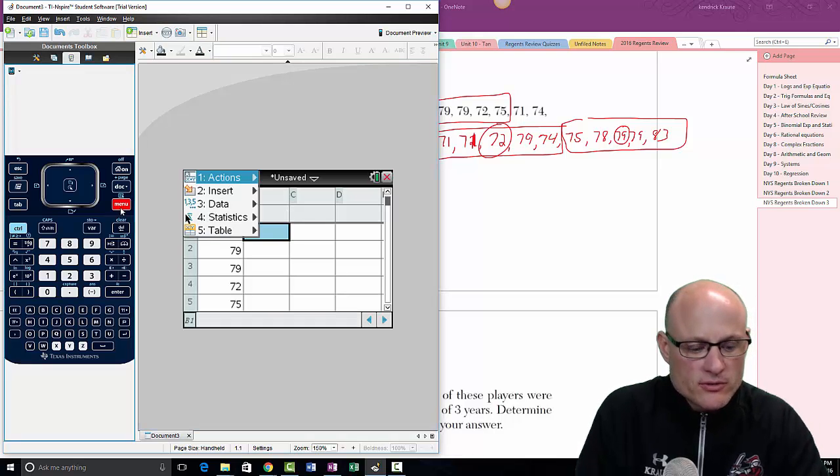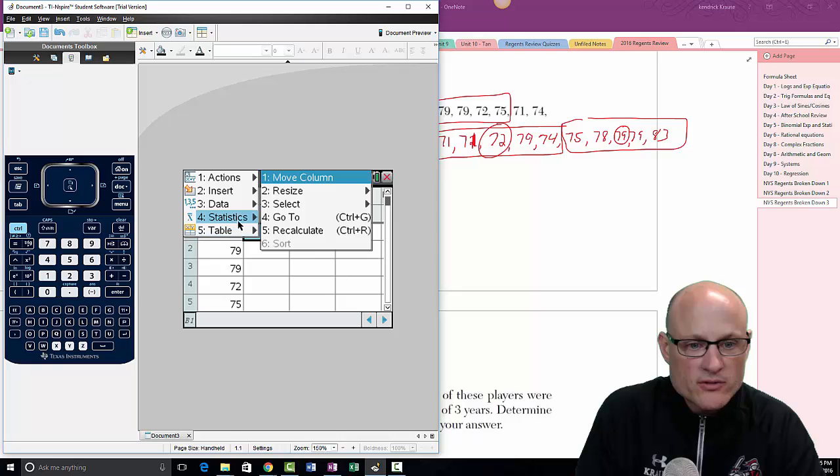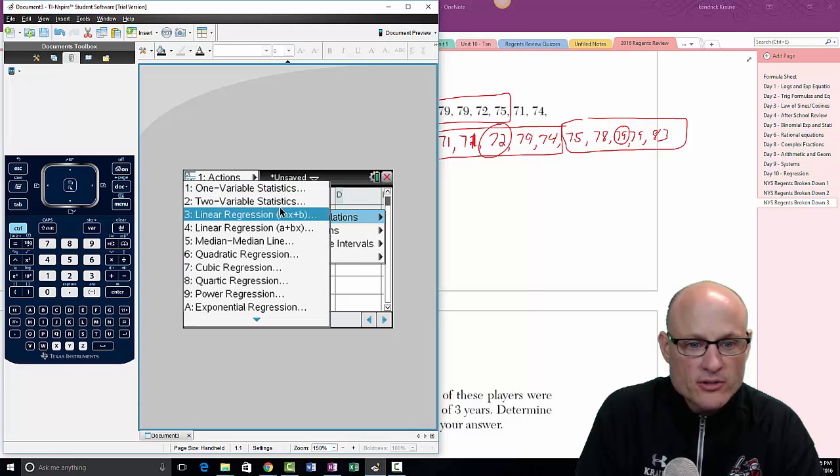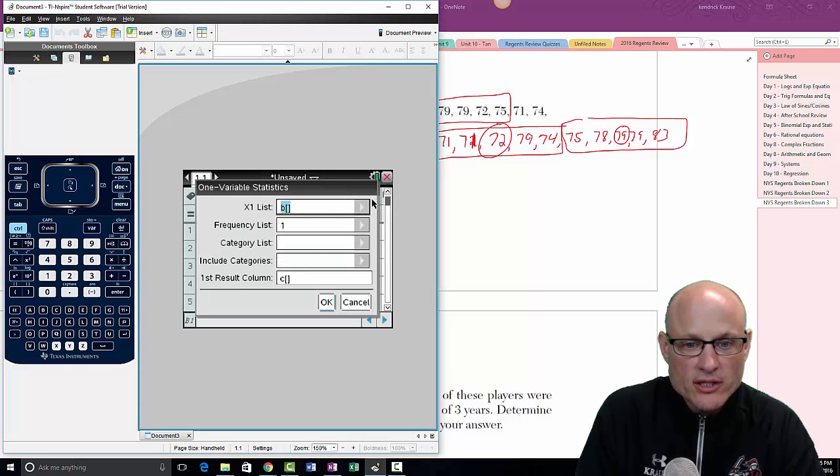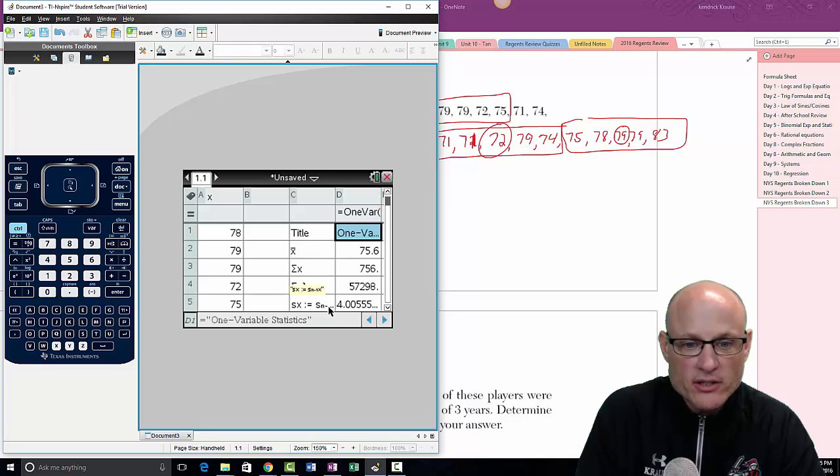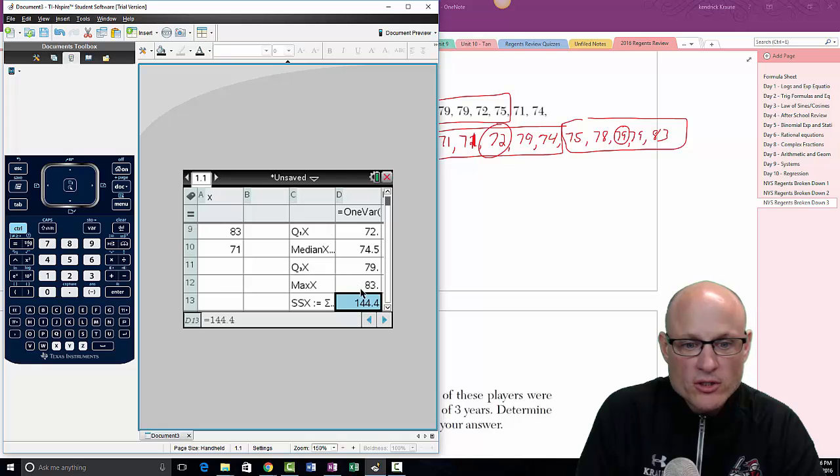Go into menu, statistics, stat calculations, one variable statistics, click OK. We call the list X again, click OK. Boom, boom, boom. Come down here, and lo and behold, I don't know where it happened to go.